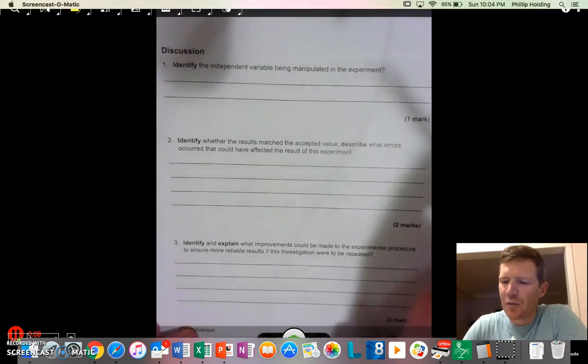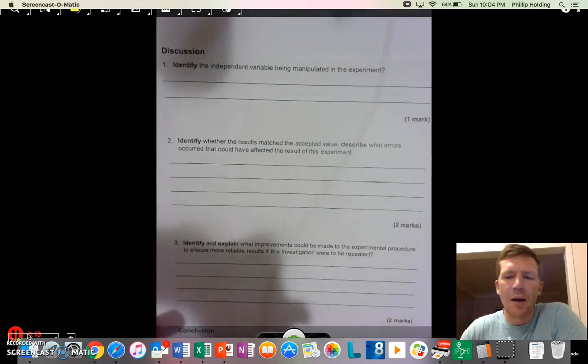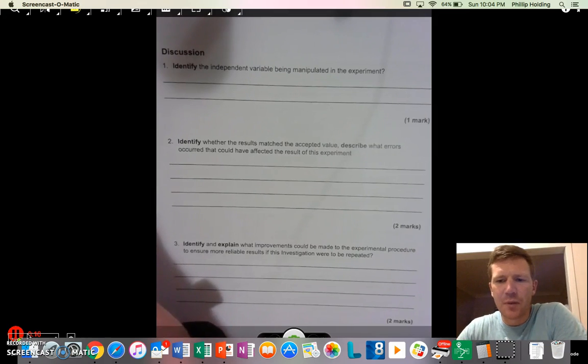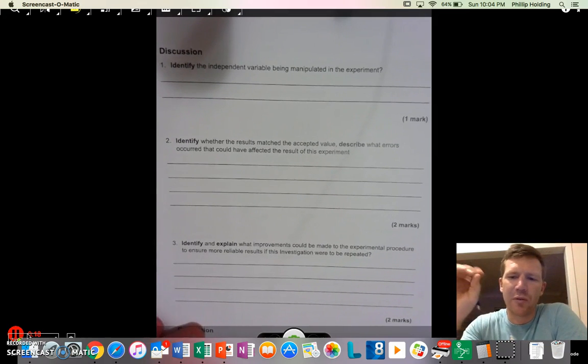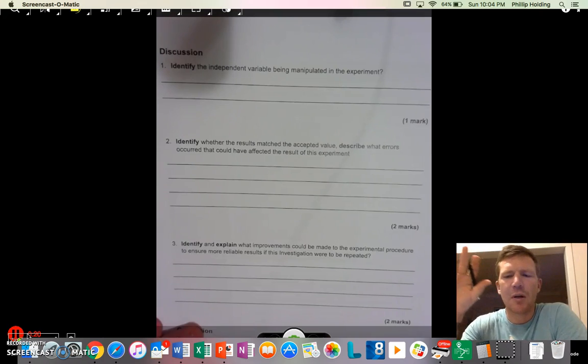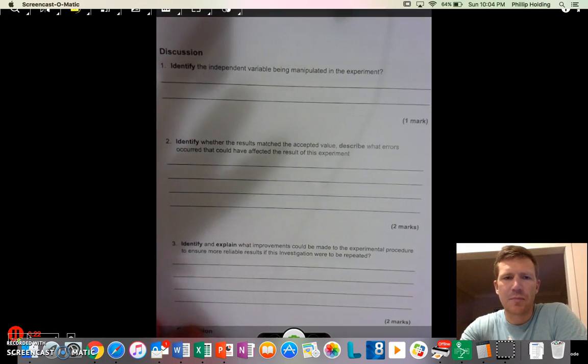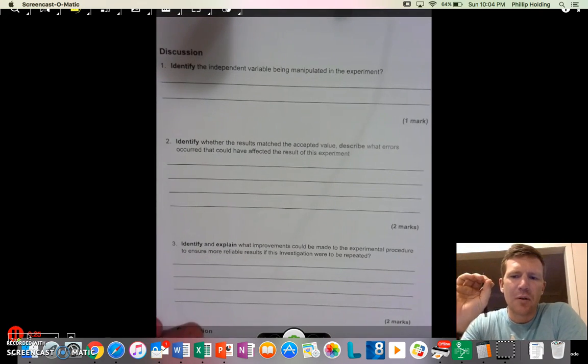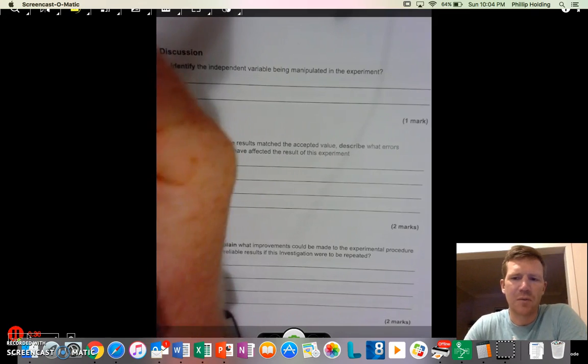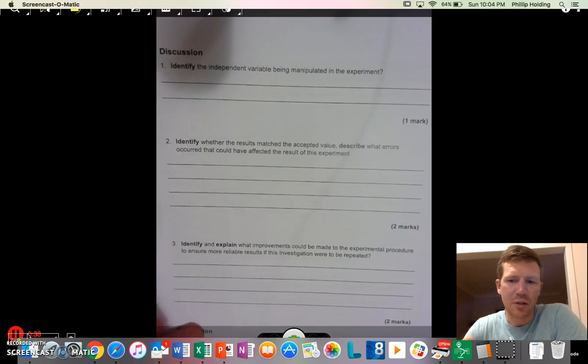The first one being identify the independent variable being manipulated in the experiment. So this one's easy. You need to look at the different variables. First of all, what are going to be the control variables? What are you going to keep the same for each of the three experiments? And I suppose the easy thing after that is identifying the single thing that we are purposely changing that will result in a difference. Are we changing the current, are we changing the voltage, or are we changing the resistor? What are we actually changing?